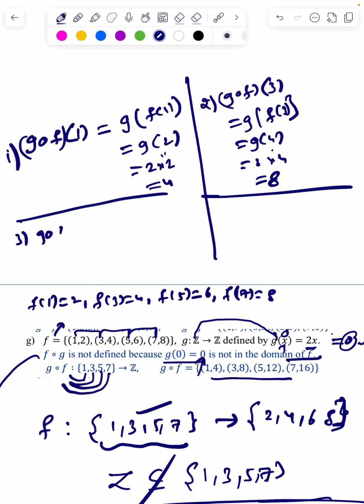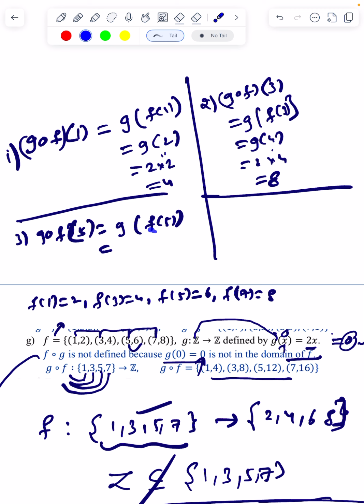Similarly, third one, g circle f of 5. The image of 5 is 6. f of 5 is nothing but the image of 5, which is the second element value. f of 5 is the second element answer you have to write here. That's why g of f of 5 value is g of 6. What is g of 6? You substitute 6 in place of x in the function. Then 2 into 6 is 12.